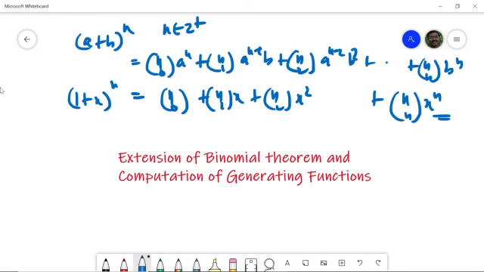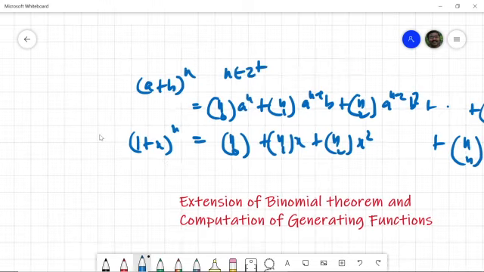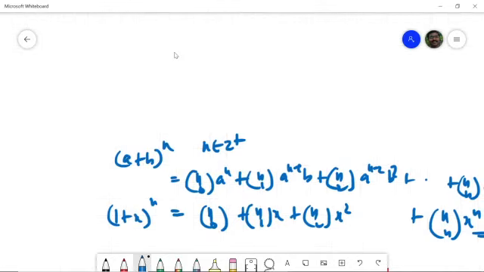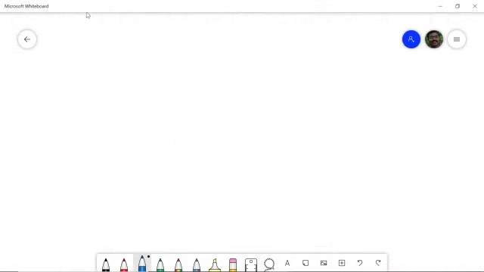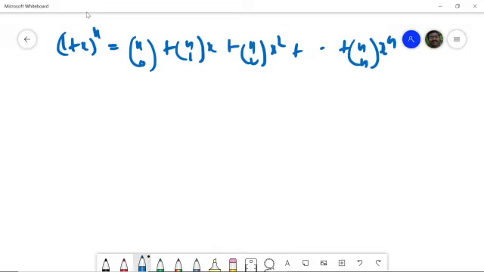Now we will extend this binomial theorem for powers other than positive integers. Our starting point is (1 + x)^n, which is nC0 + nC1 x + nC2 x^2 + etc. + nCn x^n. We'll discuss powers other than positive integers, so we'll be considering any real number. n can be any real number, and we'll consider what the value of this (1 + x)^n is.